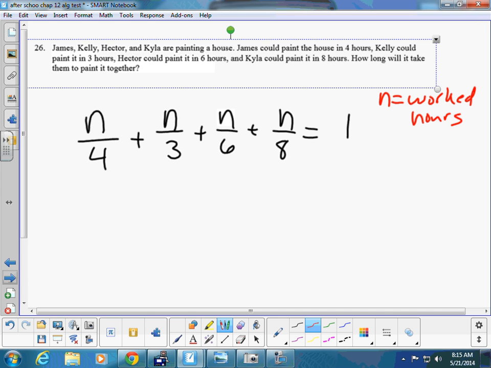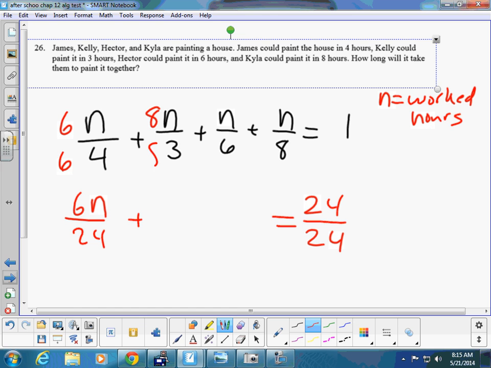So once we know what n is, we can see how much it'll take them all to work together. Okay, we need a common denominator, and the common denominator here is going to be 24 for each one. You've got to be careful here, because 4 needs a 6 to get 24. So that's going to be 6n over 24. 3 needs an 8 to get 24, so that's 8n over 24. 6 needs a 4, so that's 4n over 24. And last but not least, 8 needs a 3, so that's 3n over 24.